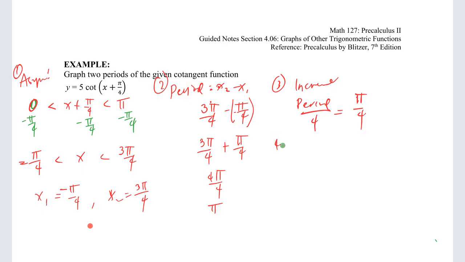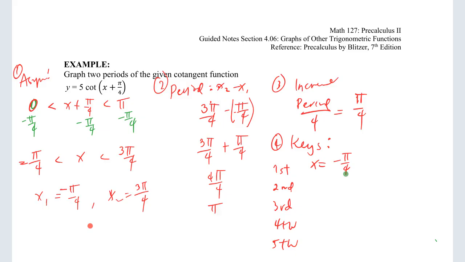Now fourth step, we'll go ahead with the keys. For the keys, like I mentioned, we need to have at least 5 keys. Since we are working with cotangent, remember that our starting key here would be the first asymptote, which is at x equals negative pi over 4. And then we need to end up with another asymptote, which is 3 pi over 4.